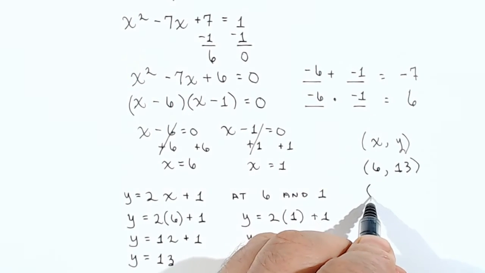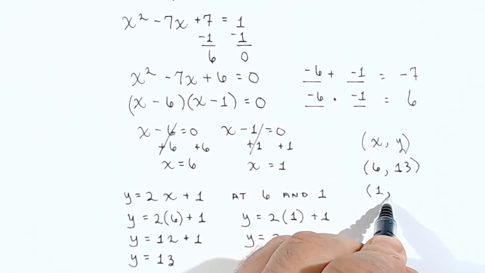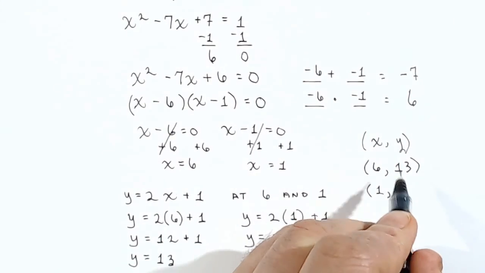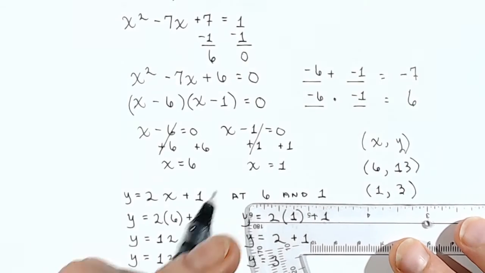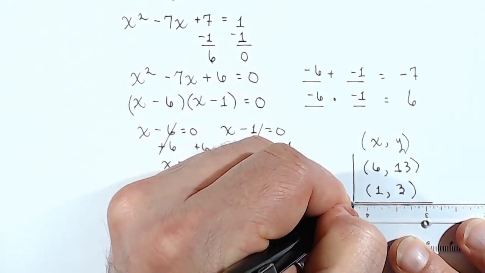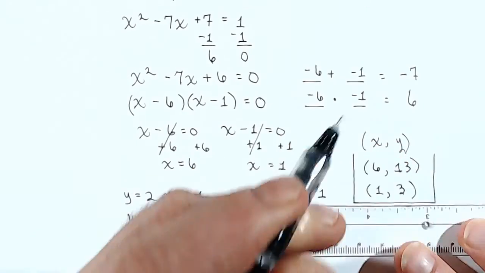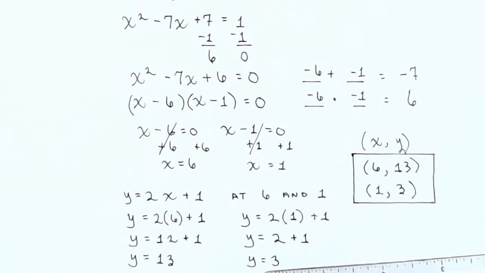Similarly, when x is 1, y is 3. So these are the two solutions to this system of equations. Now we can verify that on Desmos by looking to see where these two graphs cross one another.